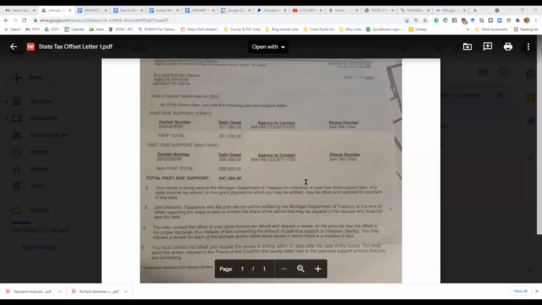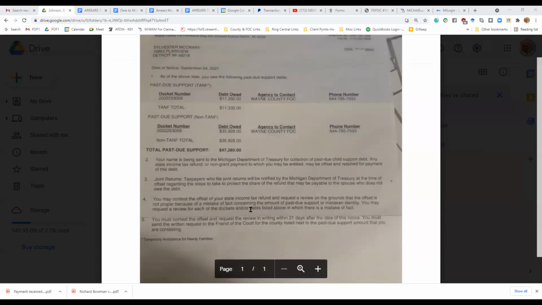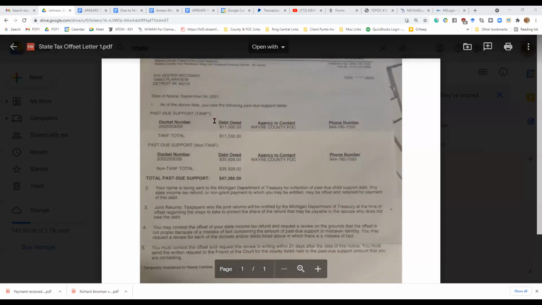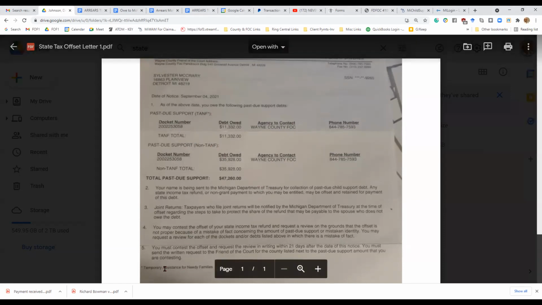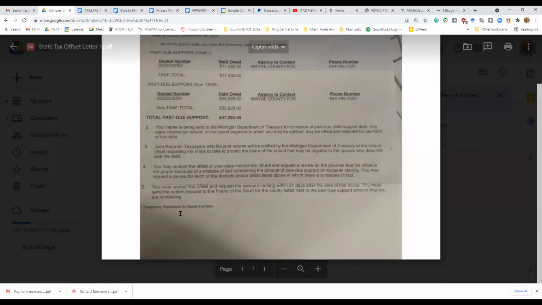Yes, I do. It's called a state tax offset letter, and it looks like this. Tell me, describe it to me. It's a letter that really says TANF right here, and non-TANF. Non-TANF means the mother, TANF means the state. At the very bottom of this letter, it states temporary assistance for needy families. That's ADC back in the day. So that means this money at the top on this case is owed to the state. Ah, okay, and that's where I got the numbers from.